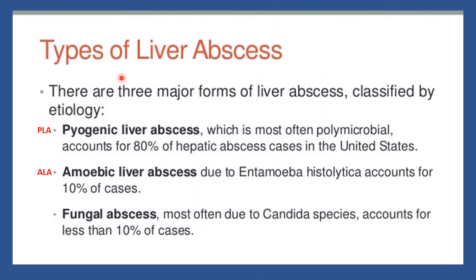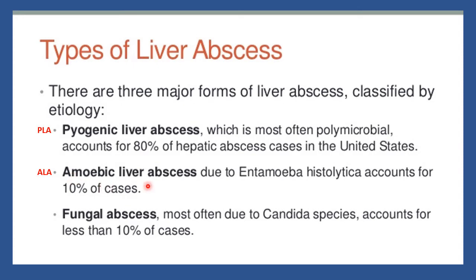The types of liver abscess. There are three main types. Most common is the pyogenic liver abscess, or the PLA, which accounts for about 80% of hepatic abscesses in the US. And here, I'm sure it is also as high as that. Three-quarters of the abscesses are due to pyogenic.